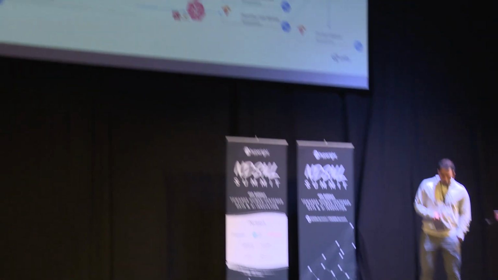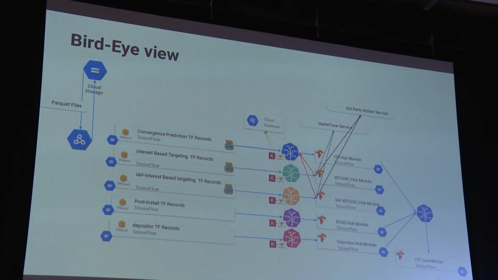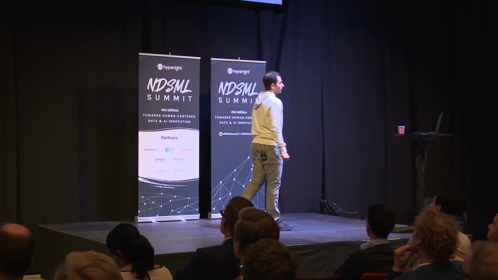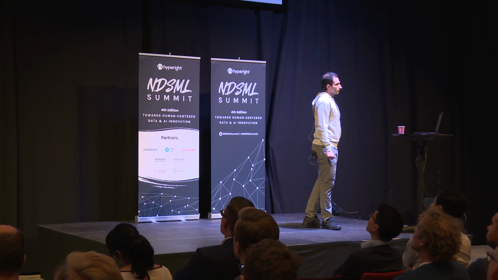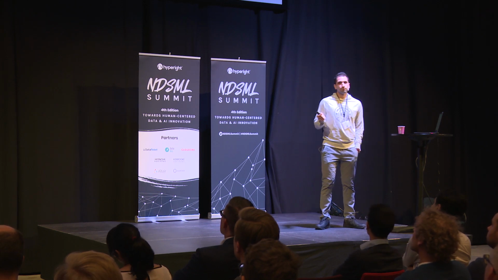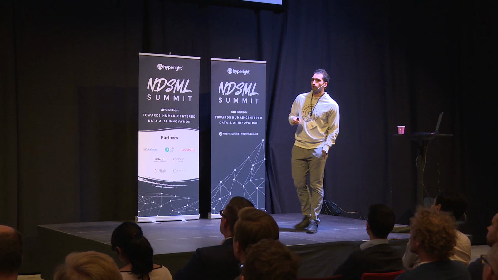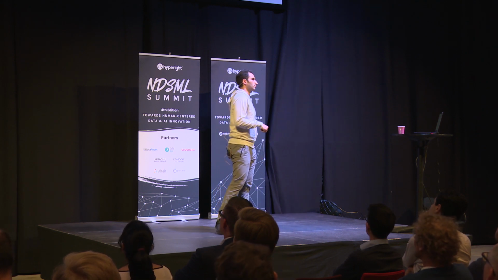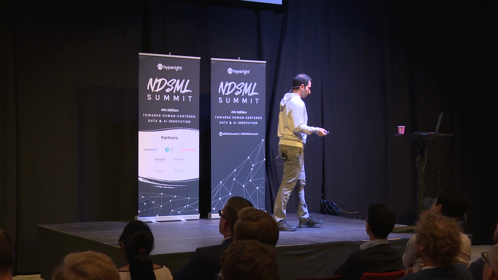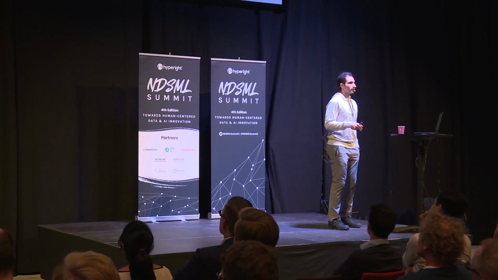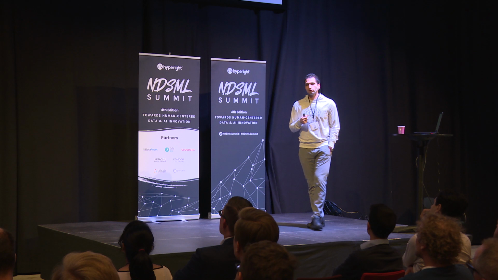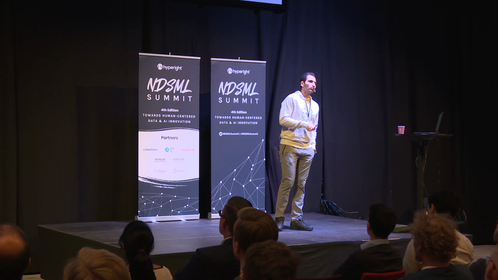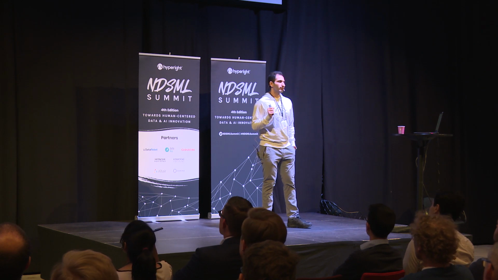So this is basically an overview of the system that we currently have. We have all our data stored in Google Cloud Storage as Parquet files. And we have Dataproc clusters, which are basically Spark clusters in Google Cloud, orchestrated by Airflow. They will read those Parquet files and generate the required data for the different networks that we have in production.